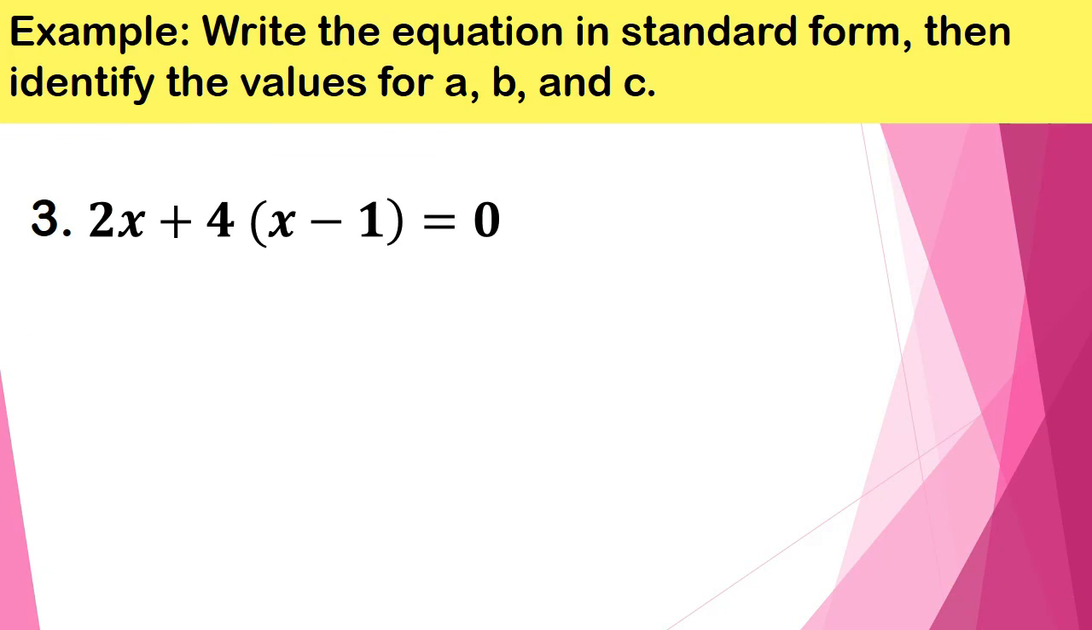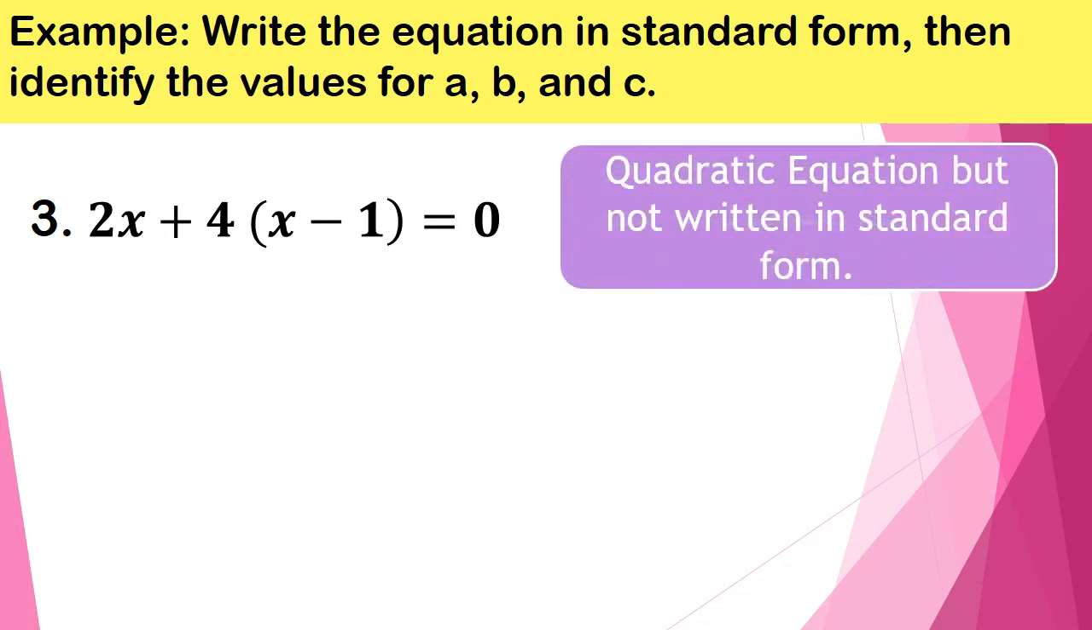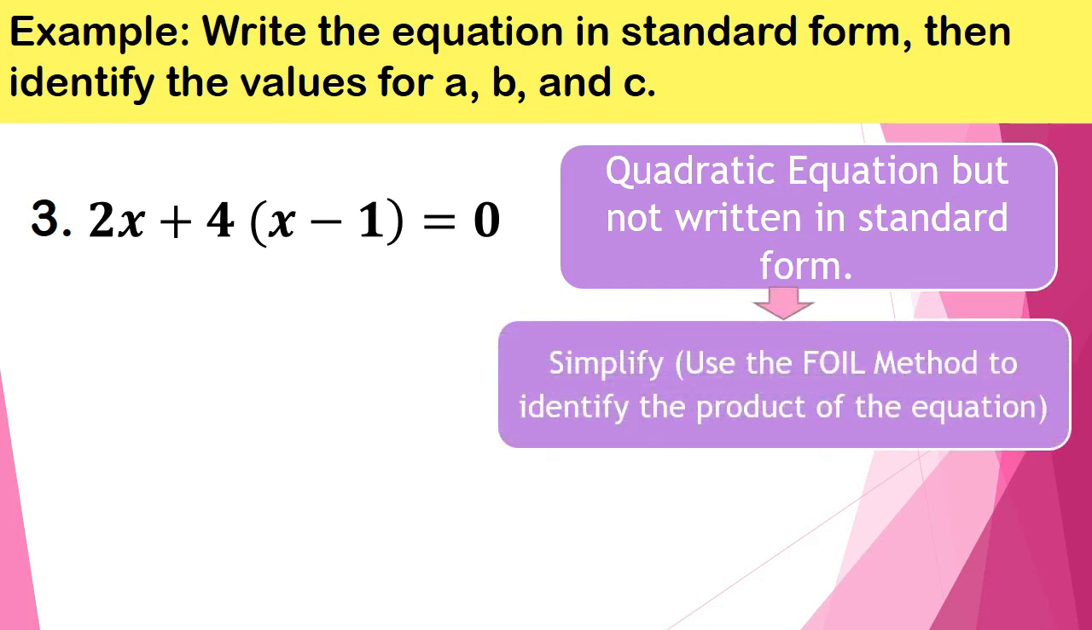Example number 3. We have here example number 3, 2x plus 4 times x minus 1 equals 0. We have here a binomial by a binomial. Now, this is a quadratic equation but not written in standard form. That's why we need to arrange the given equation to make this into a standard form. Now, let's simplify. How? By using the FOIL method.